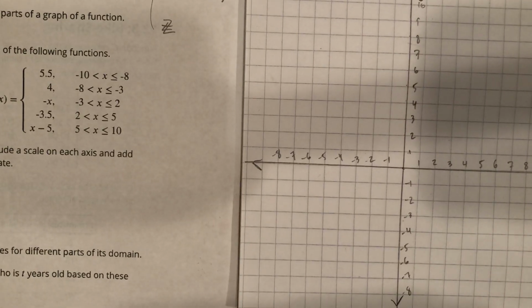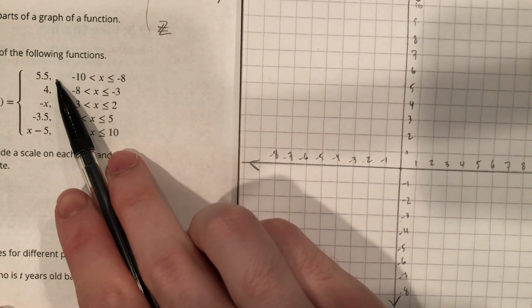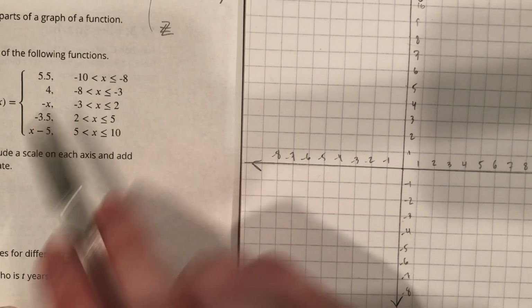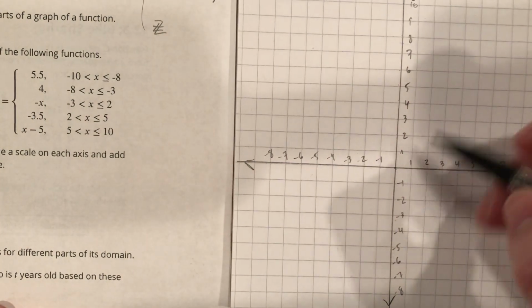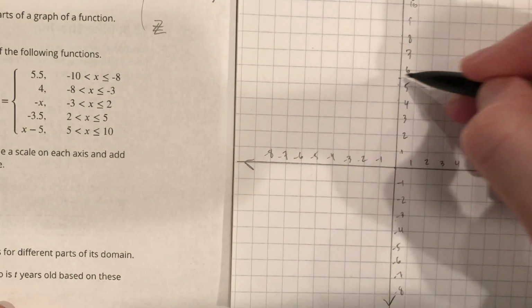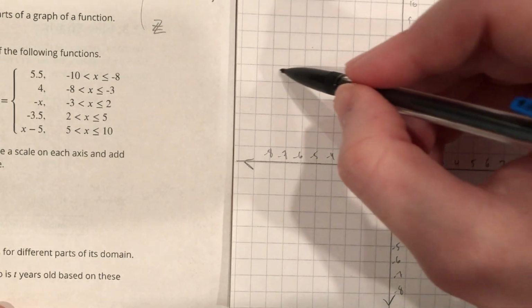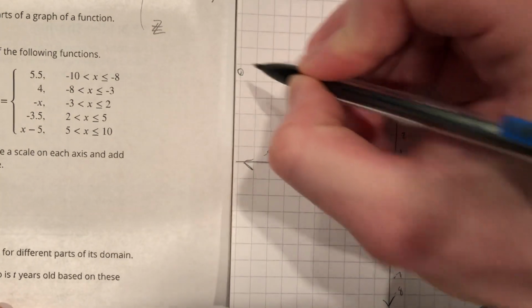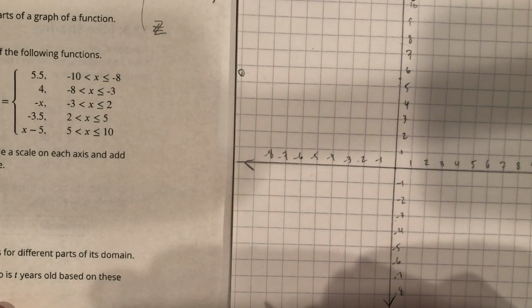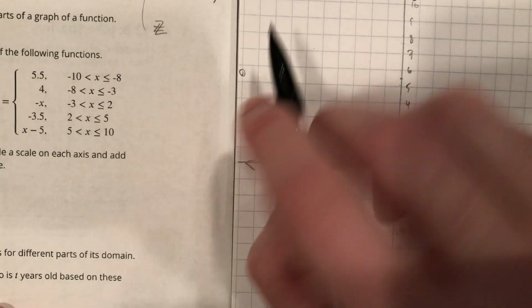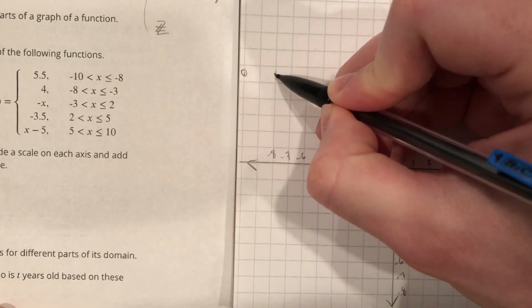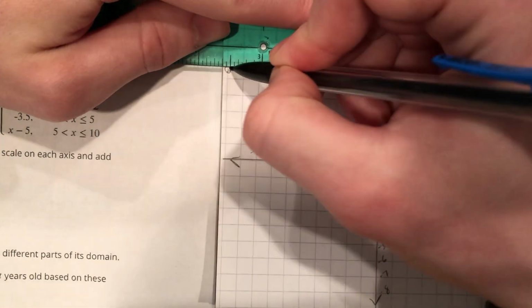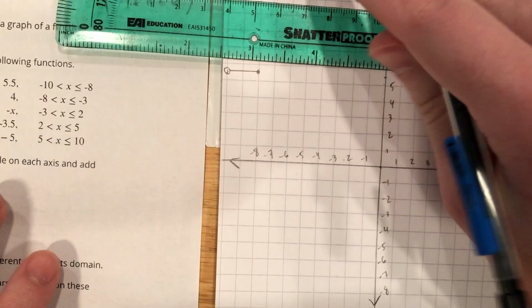All right, so this one starts off at y equals 5.5, and it's from -10 to -8. And we don't include the point when x equals -10. So I'm going to go to 5.5 on my y. That's like right here. I'm going to go across to where x equals -10. That's right there. And I'm going to put an open circle right in the middle there. And that's going to continue to be horizontal up until x equals 8. That is inclusive. Connect my dots. That's the end of that piece of the function.